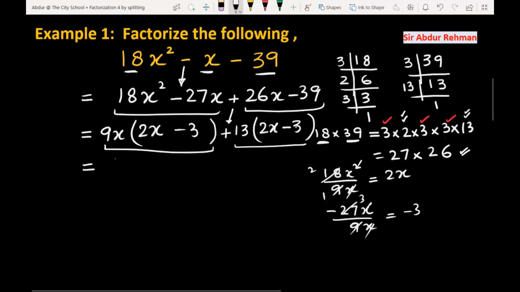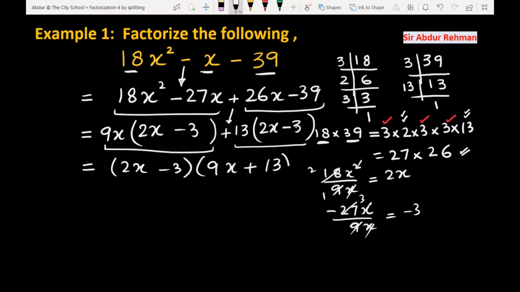So your common factor is 2x minus 3 here, and the remaining part is 9x plus 13, the other factor. This is the final answer: 2x minus 3 times 9x plus 13 is the final answer for example number 1.